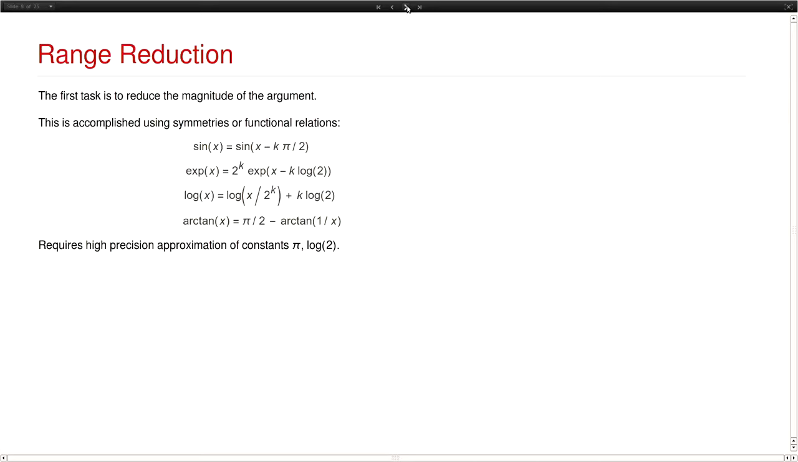So the first thing to do: you have sin x for some number. The first thing to do is to bring it in a range in which the series is going to converge. And you do that by subtracting off multiples of pi over 2 or of log of 2, okay, to reduce the magnitude of this argument. And here are a few different examples of different functions. That means that we have to compute pi or log of 2 or something like that to high precision. Okay, and we have very good algorithms for doing that.